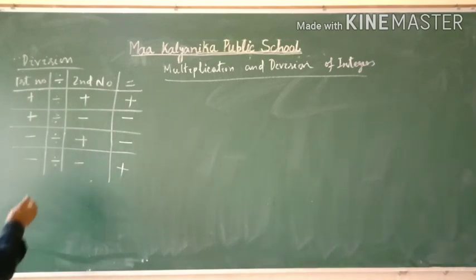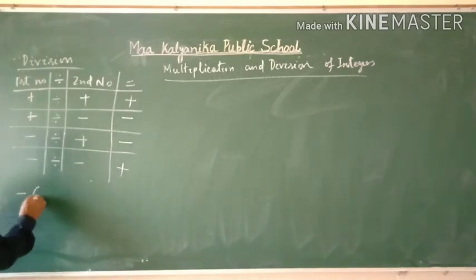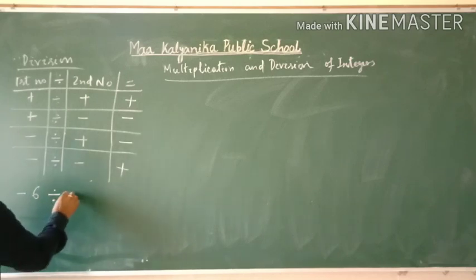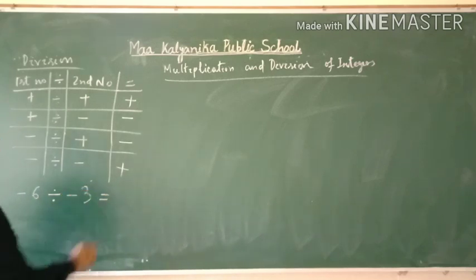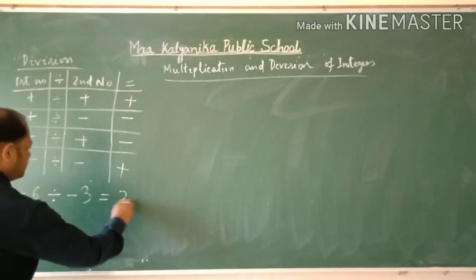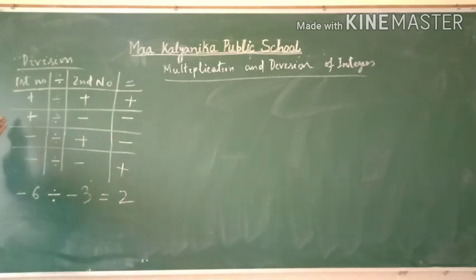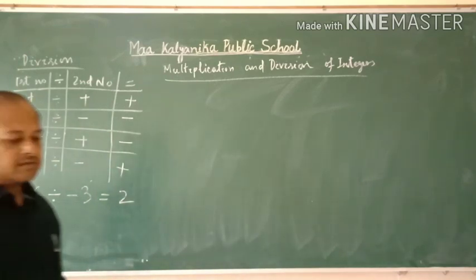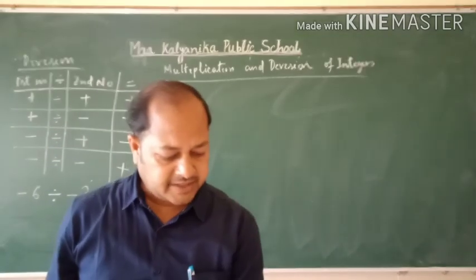So let's see one example. Minus 6 divided by minus 3. What will the answer be? The answer will be plus 2. Similarly, you can do the other operations. This is called multiplication and division operations in integers.